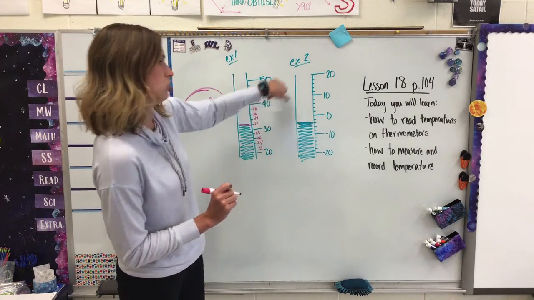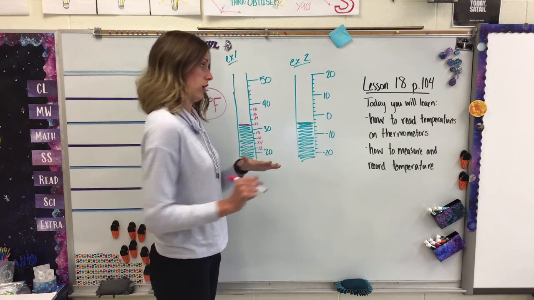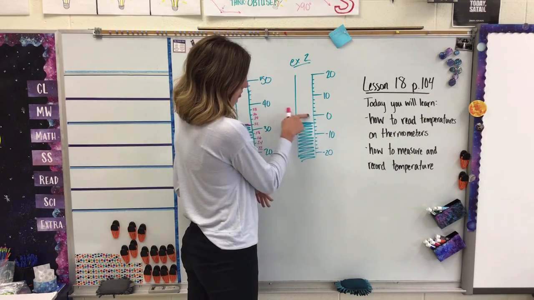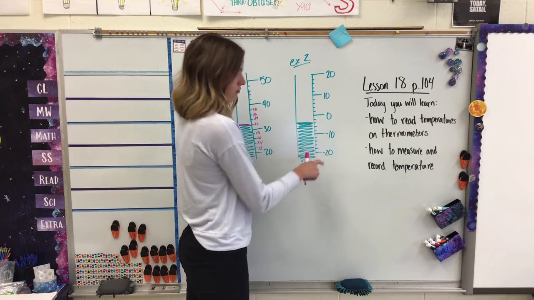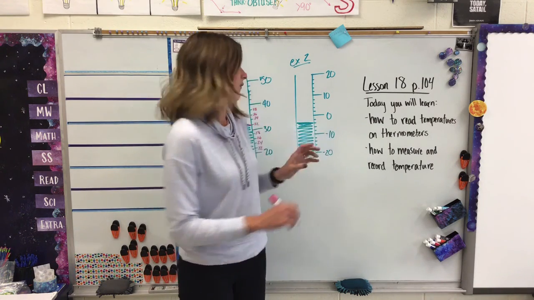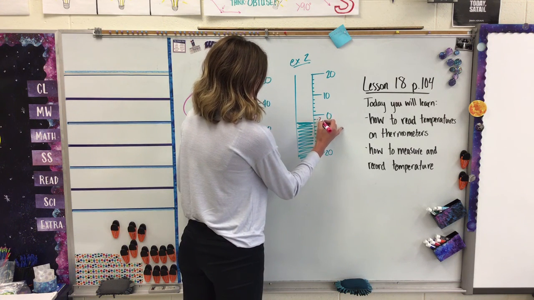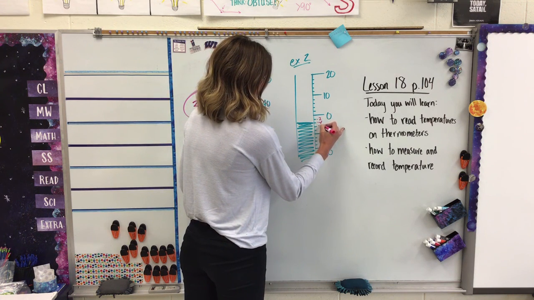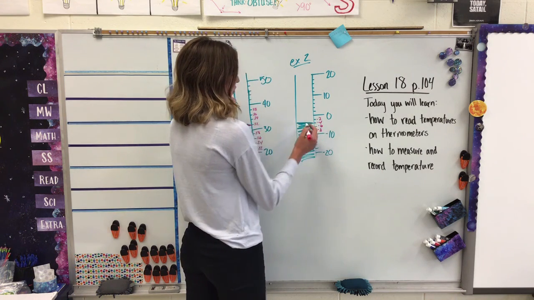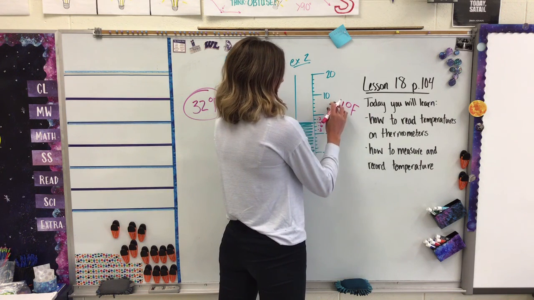Let's look at example 2. This one's a little bit different. This one we actually have a negative temperature. So, if we go backwards, we had 20, 10, 0, then we have negative 10, negative 20. We need to count down when we're below 0. All right, so start at 0, then we got to get up to negative 10. So 0, negative 2, negative 4, negative 6, negative 8. Well, I can see this one's right here at negative 4, so my temperature is negative 4 degrees Fahrenheit.